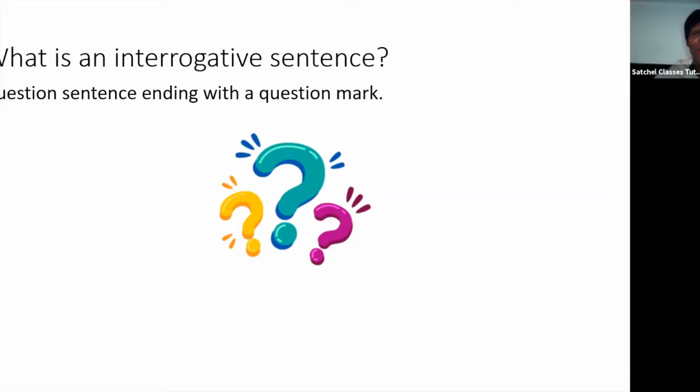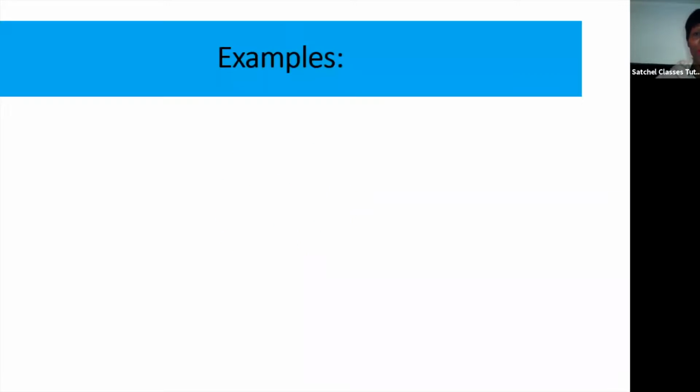An interrogative sentence is a question sentence, and it ends with a question mark. So interrogative, like interrogate, means to question, and these sentences ask a question, and the punctuation makes it very easy for us to identify them because they end with a question mark. So here are some examples.